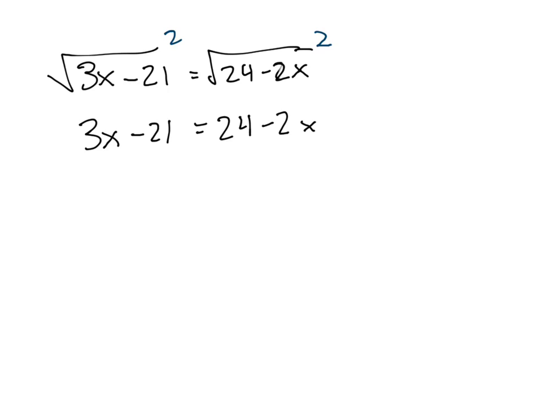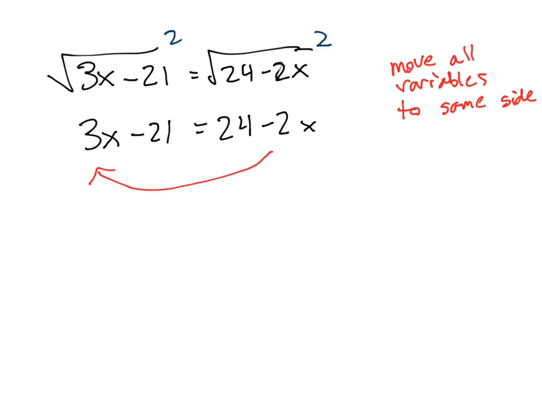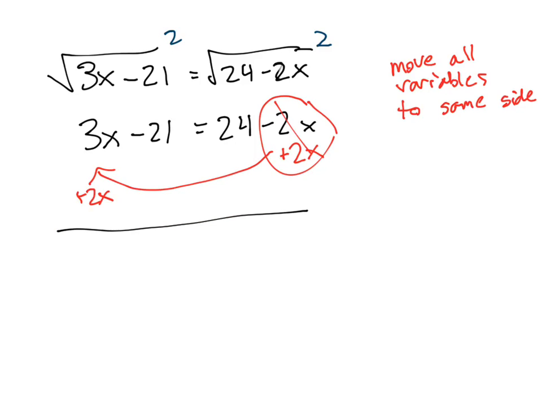To solve an equation that has variables on both sides, we want to move all of the variables to one side of our equal sign. And we could pick either side to move those variables to. Why don't we move all of the variables over to the left side of the equation? So if I add 2x to both sides of the equation, that causes the variables that we had on this side to cancel out. And if I add 3x plus 2x on the other side, we get 5x. So 5x minus 21 equals 24.